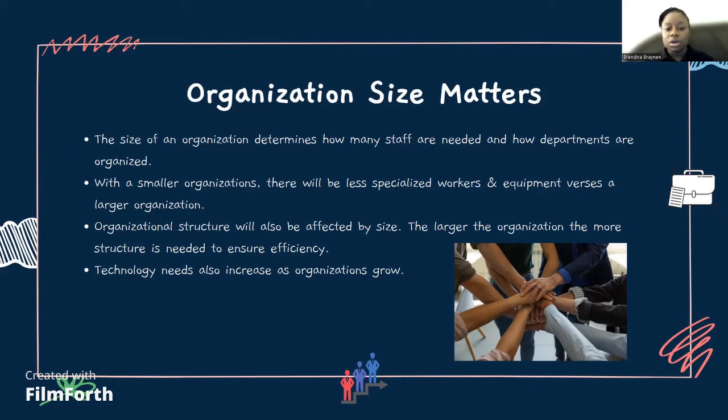Organizational structure will also be affected by size. The larger the organization is, the more structure is needed to make sure everybody is doing their work, everybody isn't wasting time, and the company isn't losing money. Okay? Technology needs also increase as organizations grow. So as a company gets bigger, they need more technology.